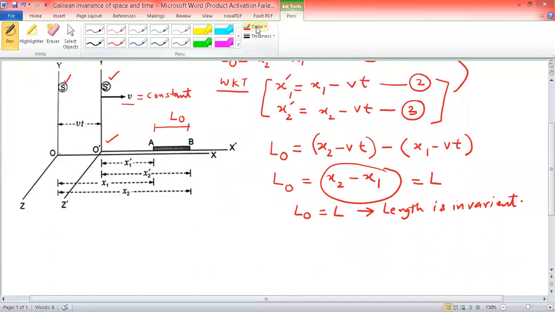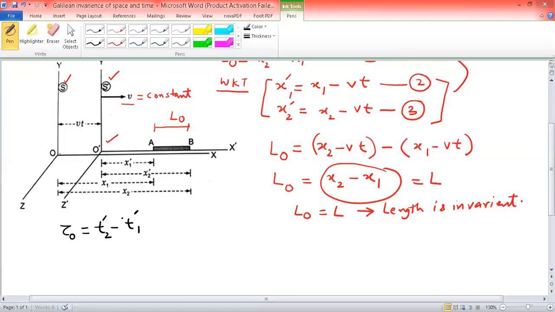Similarly, in the second part of the class, we can discuss this in terms of time. Let us say that an event, say a flash of light, occurs in the frame S prime at time t1 prime, and then again at time t2 prime. Then, as observed by the observer of the frame S prime, the time interval between the two flashes can be written as tau naught is equal to t2 prime minus t1 prime.